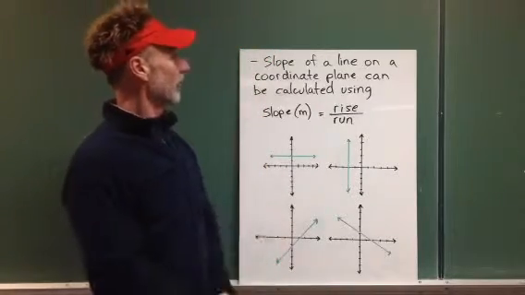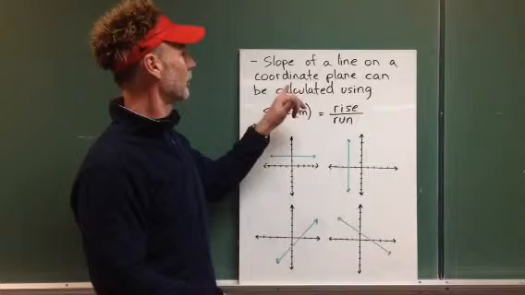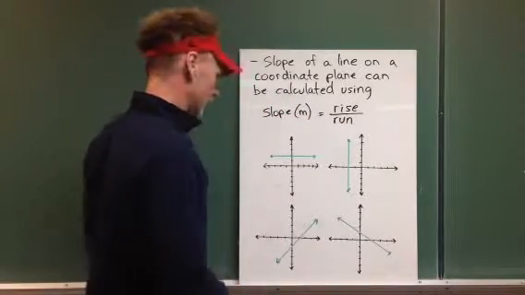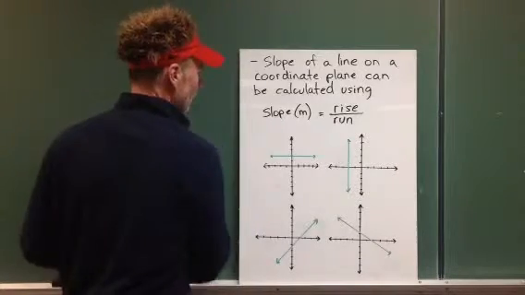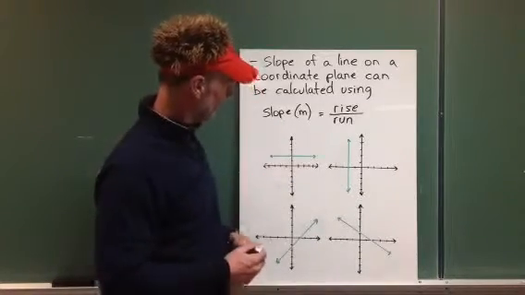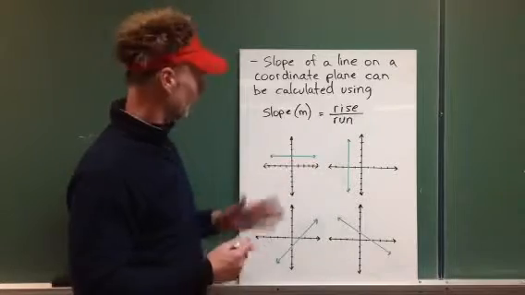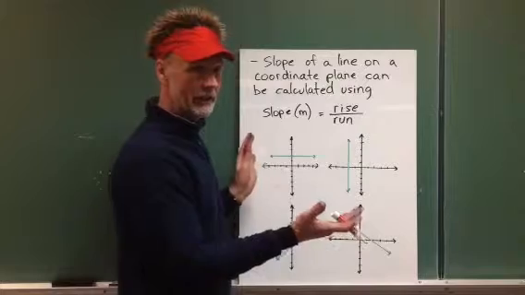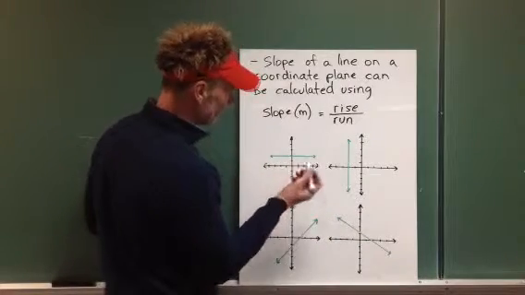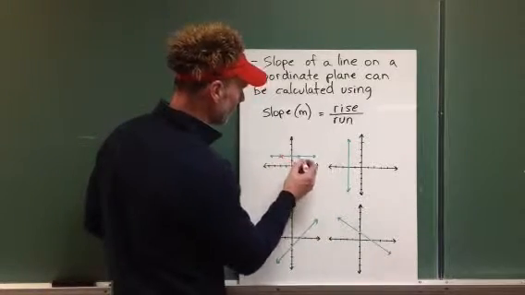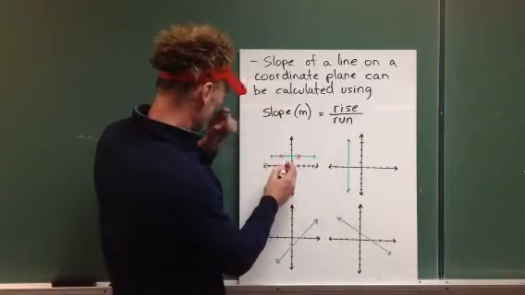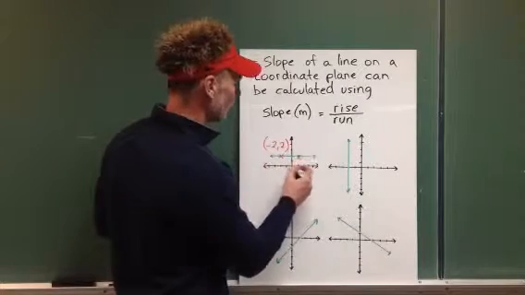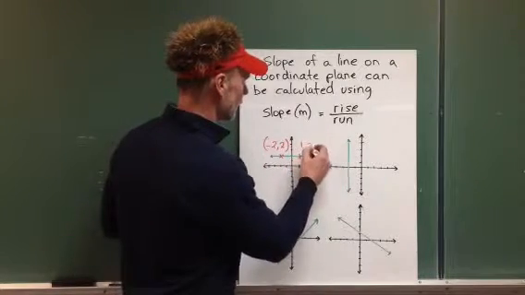Well, slope can be calculated. Slope of a line on a coordinate plane can be calculated using rise over run. We said here that this is a slope of 0. Let's see if it can be calculated to be 0. If you have a line, remember it goes infinitely in both directions, just pick out 2 points. Here's a point and here's a point. The coordinates of that point are -2, 2. And the coordinates of that point are 1, 2.